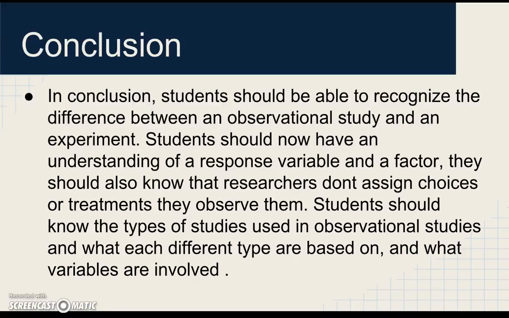Conclusion. In conclusion, students should be able to recognize the difference between an observational study and an experiment. Students should now have an understanding of a response variable and a factor. They should also know that researchers don't assign choices or treatments, they observe them. Students should know the types of studies used in observational studies and what each different type are based on and what variables are involved.